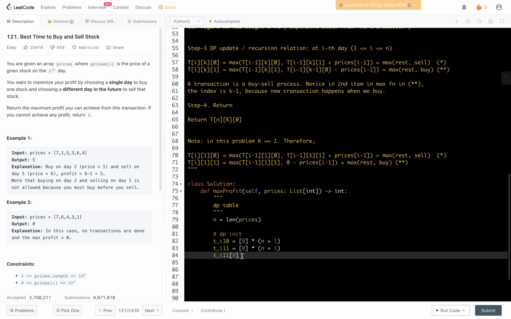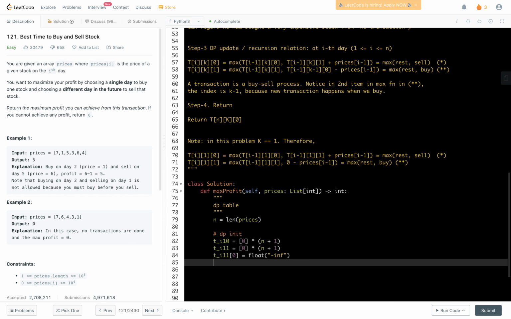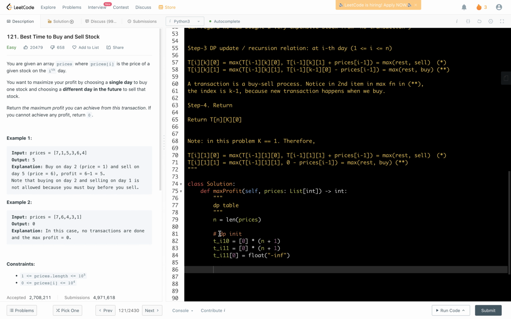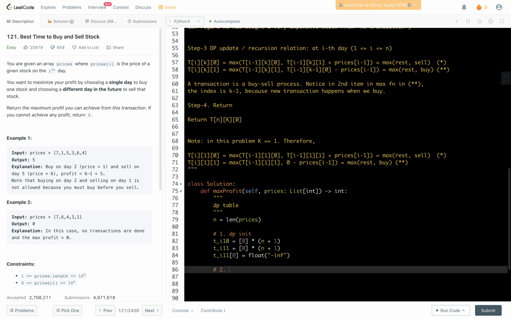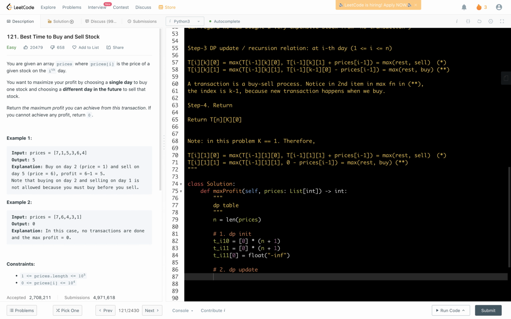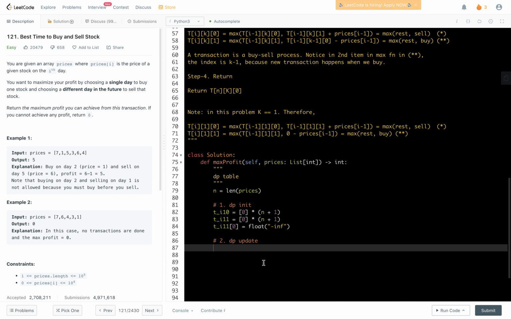So it's already set when we make the DP table. And then also consider T[i][1][1], so 0. So if we do not have stock, but we result at stock with having stock, this is going to be float negative infinity. So this finishes the DP initialization. So next we're going to do the DP update.